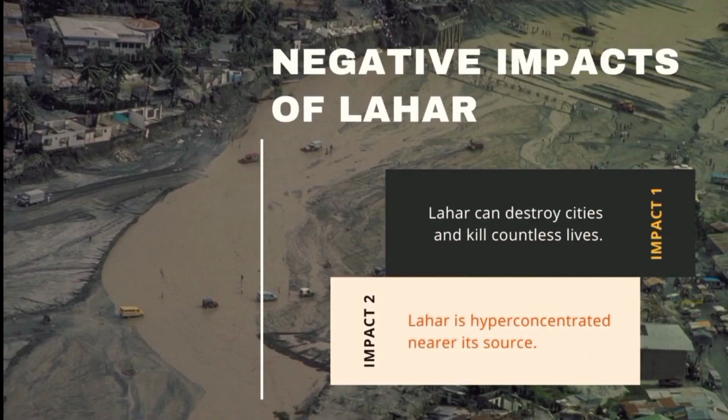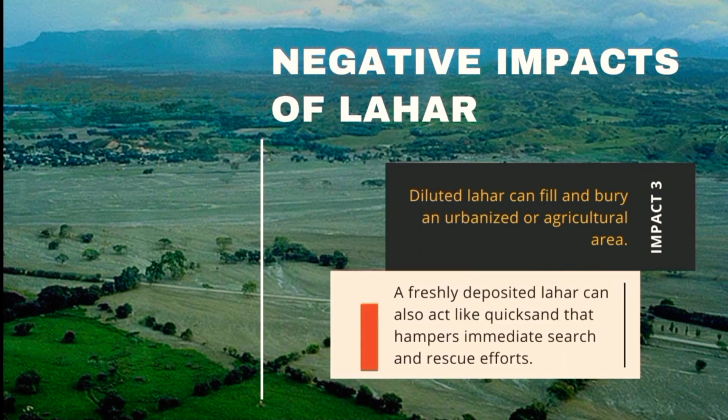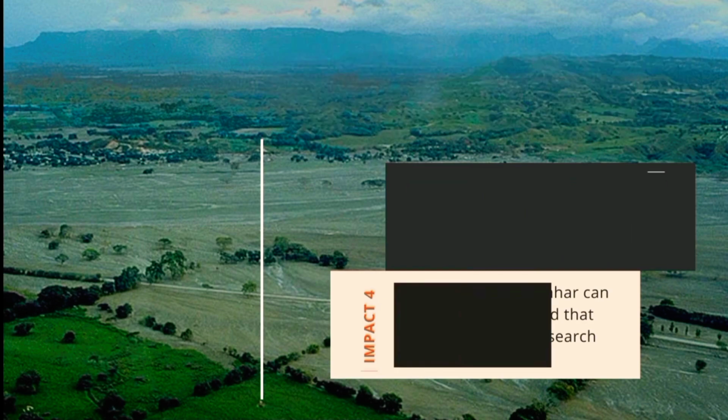The negative impacts of lahar. Number 1. Lahar can destroy cities and kill countless lives. Number 2. Lahar is hyper-concentrated near its source, and diluted lahar can fill and bury an urbanized or agricultural area. Lastly, a freshly deposited lahar can also act like quicksand that hampers immediate search and rescue efforts.